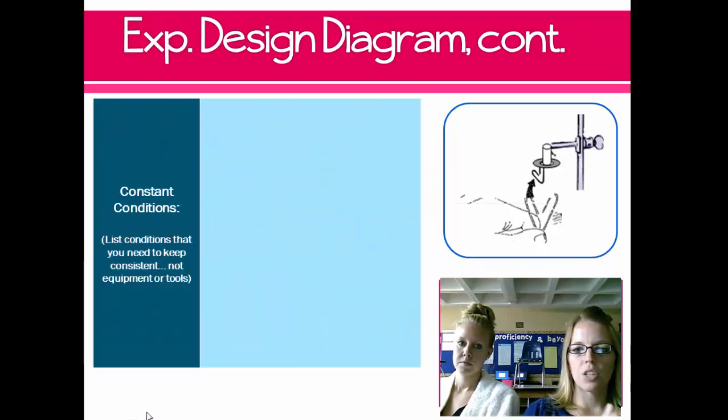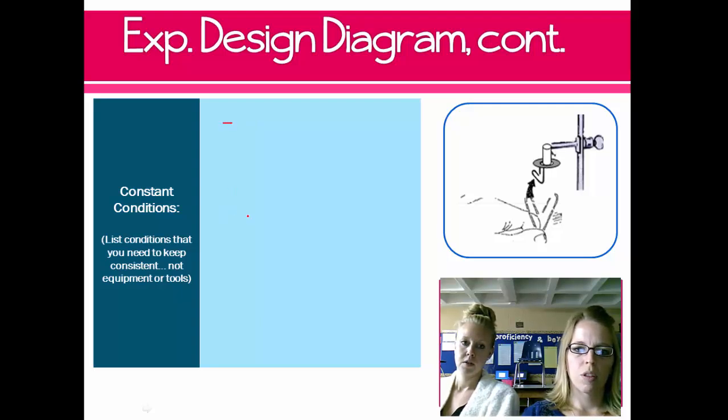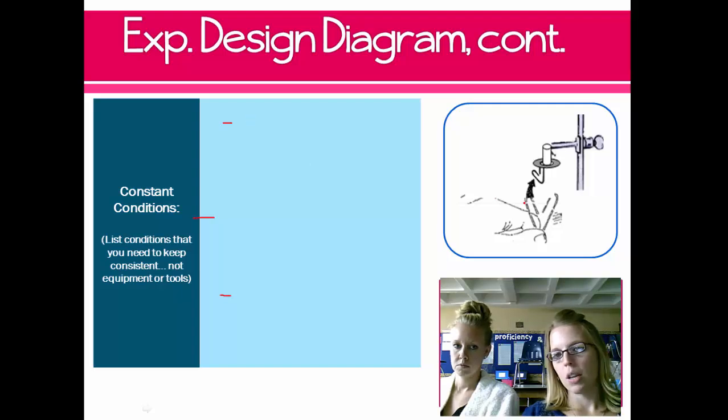Okay, constant conditions. So I kind of have a picture here of what you are doing, just to kind of remind you. You will need to list, let's say, 5 constant conditions. We'll give you 3. But you need 5 on your sheet. We're being nice. So I think, since we are hooking paper clips here, we need to be consistent with the size of the paper clips.